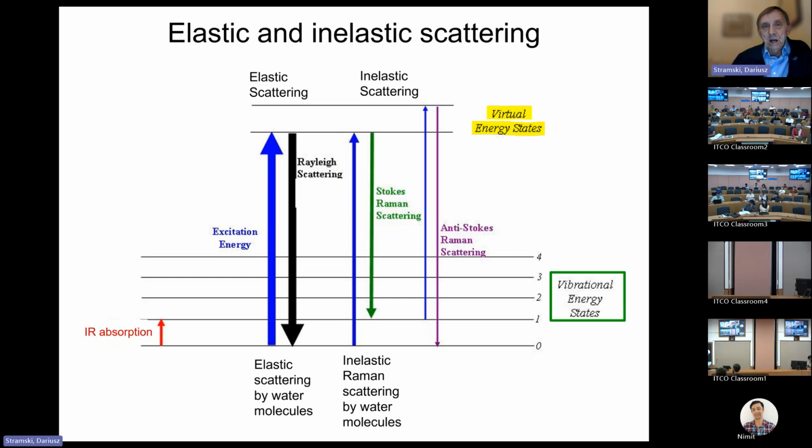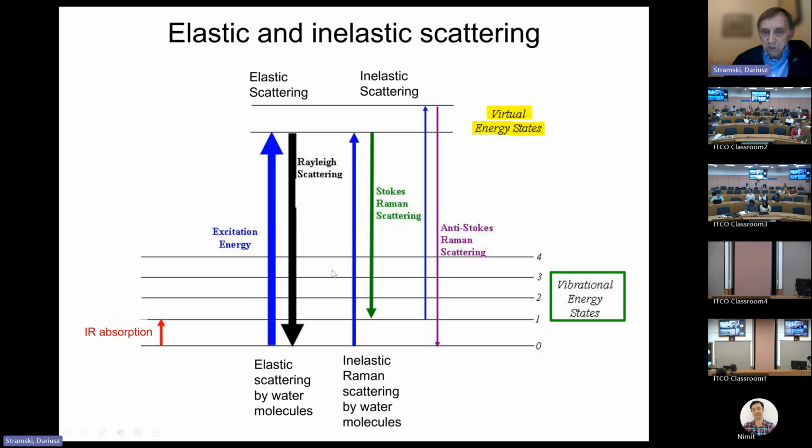Now, these scattering interactions can be elastic and inelastic. So I'd like to briefly define these two concepts. Elastic scattering is associated with no change in energy or wavelength of scattered light compared to the wavelength of incident light, or no change in the energy of scattered photons compared to the energy of incident photons.